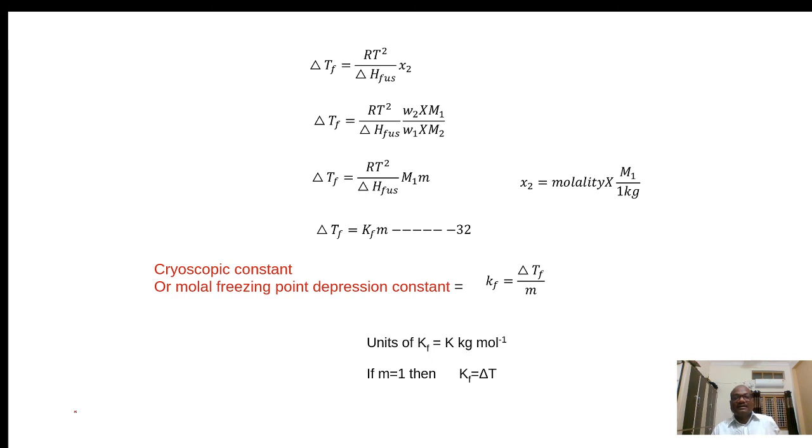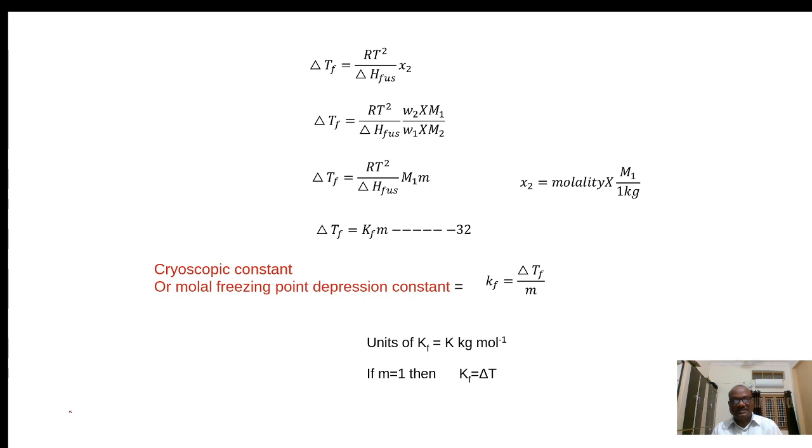Like this we can calculate. What is the equation for the cryoscopic constant? Here you can see, the term RT square by delta H fusion into M1 is replaced by Kf. So Kf is equal to RT square by delta H fusion into M1. Here also you can observe that Kf purely depends on the nature of the solvent, not on the nature of the solute. It is a relationship between delta TF and molality, derived based on the thermodynamic concept.